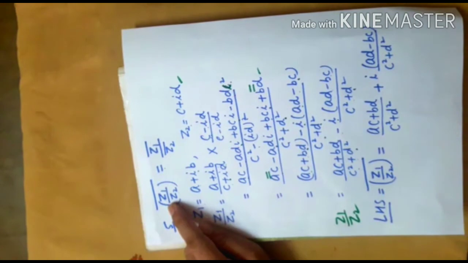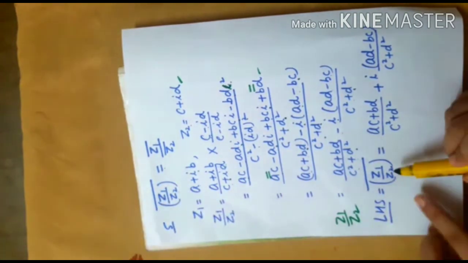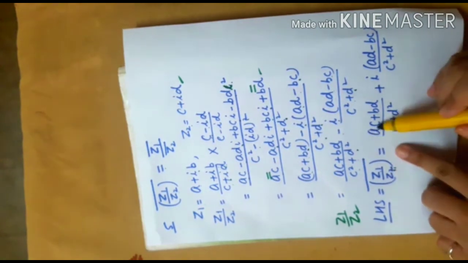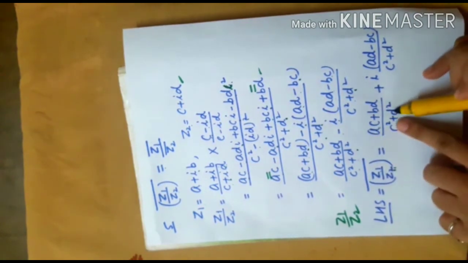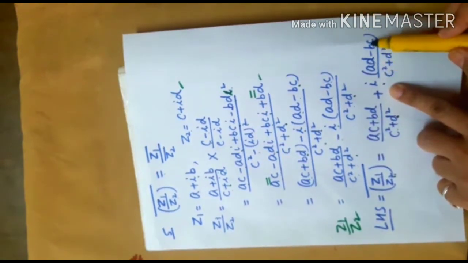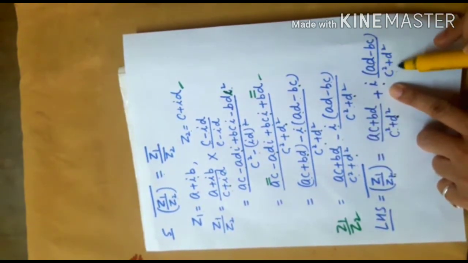Now in left hand side, I want its conjugate. So conjugate of Z1 over Z2 will be AC plus BD over C square plus D square. Change this sign. It will be plus iota (AD minus BC) over C square plus D square.